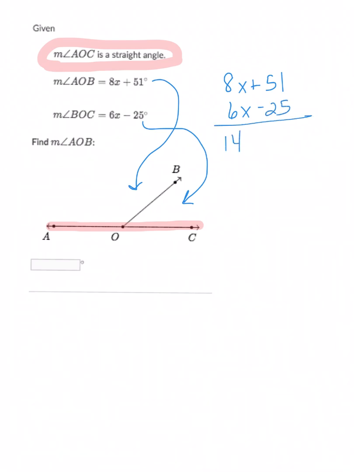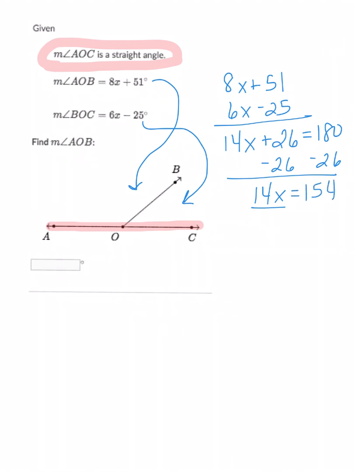I end up with 14x plus 26 equals 180. Then I subtract 26 from both sides, and I get 14x equals 154. And then I have to divide by 14, and x equals 11. Now we want to find the measurement of AOB. AOB was the obtuse angle. It was this one. So I'm going to replace x with 11.